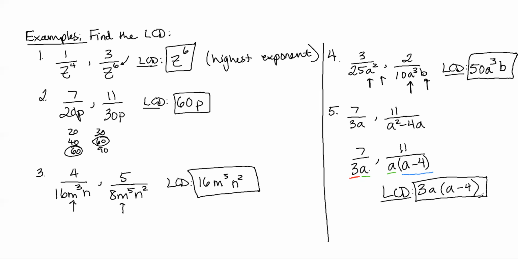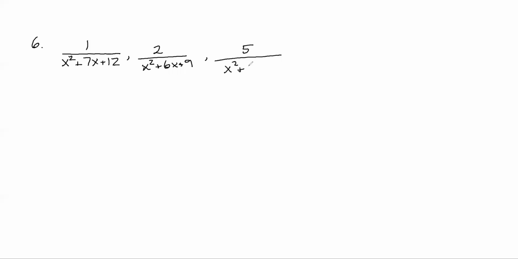Okay, let's go ahead and try 2 more examples. Number 6. This one we're given 3 fractions. We're given 1 over x squared plus 7x plus 12, 2 over x squared plus 6x plus 9, and 5 over x squared plus 2x minus 8.